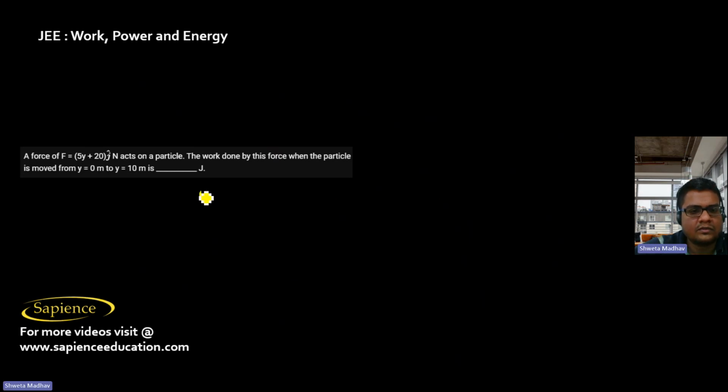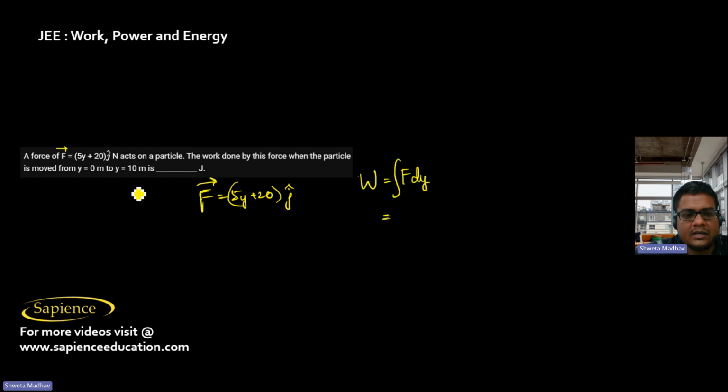And here it is told a force F, which is 5y plus 20 j cap, acts on a particle. The work done by this force when the particle is moved from y equal to 0 to y equal to 10 meter is dash joule. So force is acting along y axis, and it is a variable force. So therefore this should be in the vector form. So we know the work done will be equal to integral F dy, since it is acting along the y-axis. So it means it will be integral of 5y plus 20 dy, and y is going from 0 to 10.